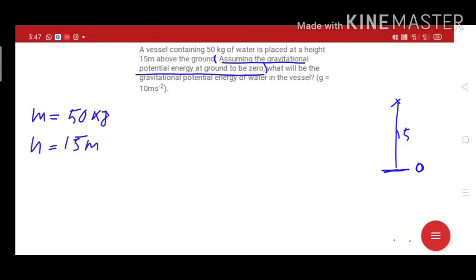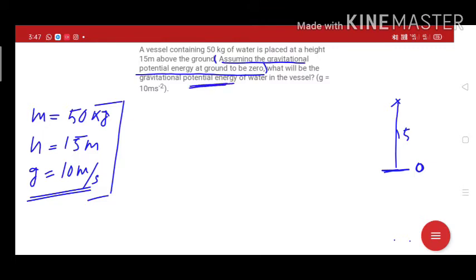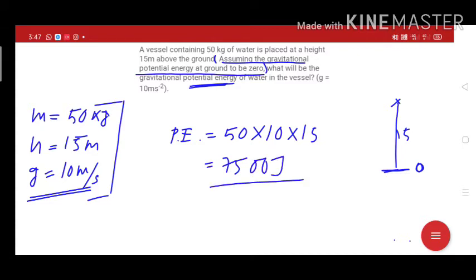They are actually saying the same thing, so you can neglect this line. What will be the gravitational potential energy of water in the vessel? If g is given 10 meter per second square. Check, all the parameters are given in SI unit. Okay, fine. Then they are asking for the potential energy. So potential energy is going to be mgh, mass 50 kg, g is 10 and h is 15. So 5 15s are 75 and 2 zeros, that is 7500 joule.